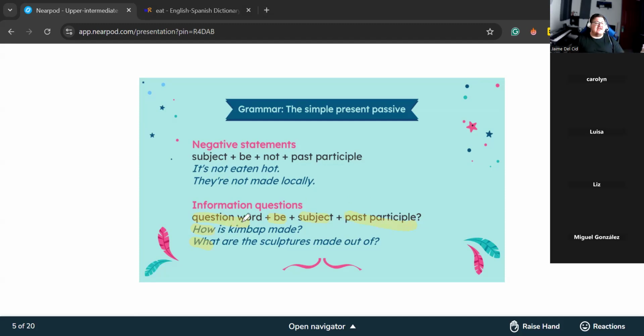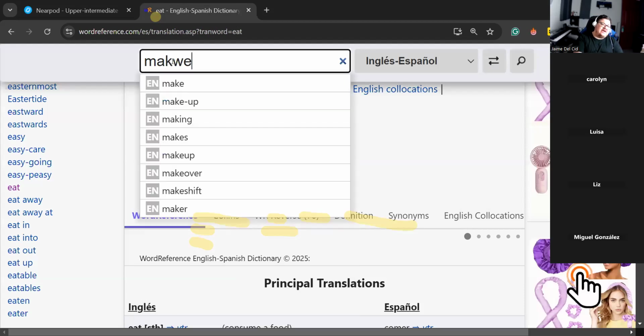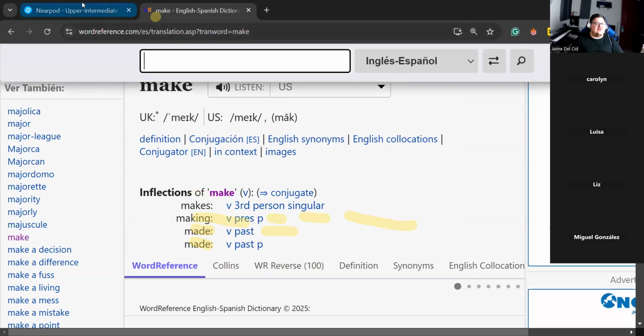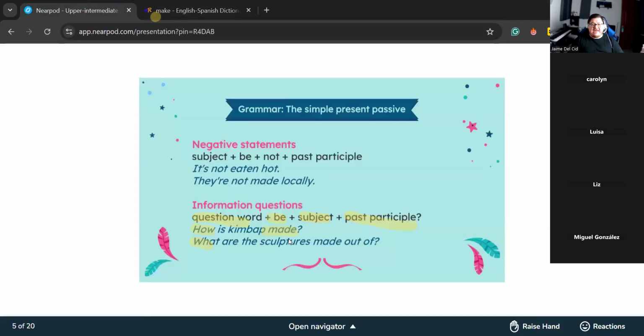So how is kimbap made? Past participle of make, I don't know what it is. I'll go to make. What is the past participle? Past participle is made. Okay. So how is kimbap made? What are the sculptures made out of? So here's another one. Made out of is another verb which is formed, construidas. What are the sculptures made out of? They are made out of ice. Made out of. Made is the past participle of make.